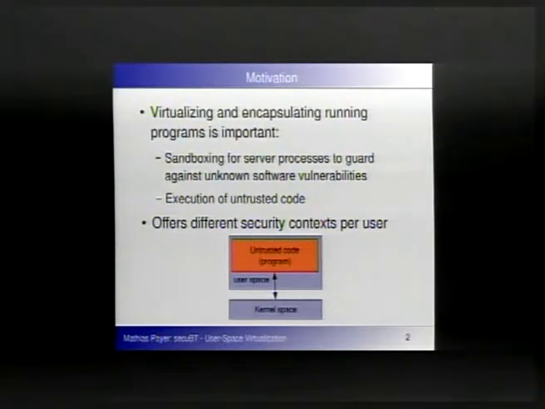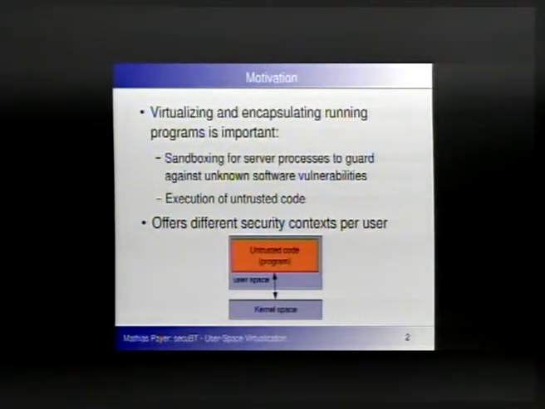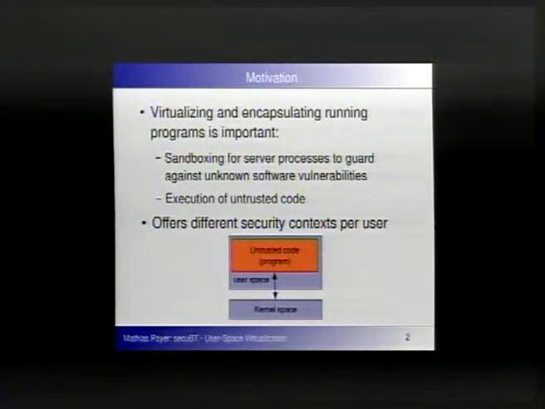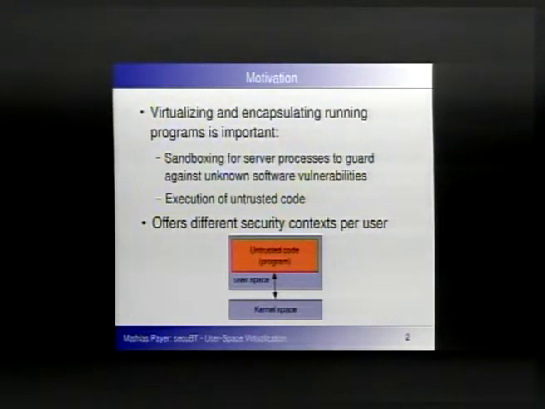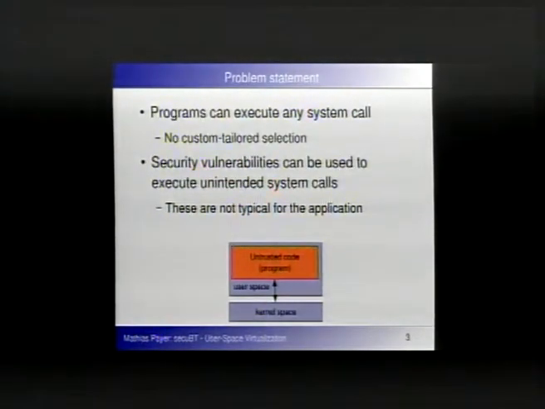If we are in user space and a user starts a program, it looks a little bit like the picture on the slide. We have the untrusted code or the program that runs in user space and has all the capabilities that are available for the specified user that it runs under. And we can execute any system call and branch to kernel space whenever we want to. So the programs can execute any system call. It's no custom tailored or cut down selection of the things the program really needs, but just a fits all approach where we can execute any system call that is exported by the kernel and is available for that specific user.